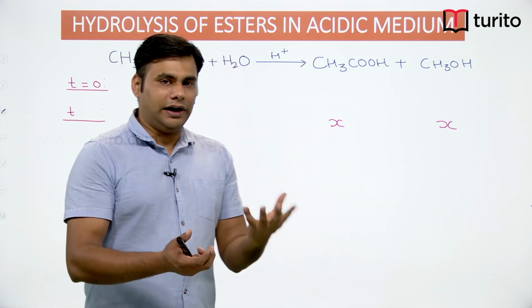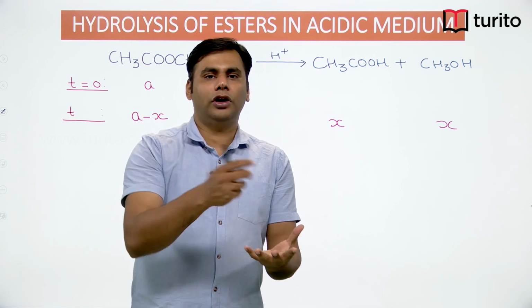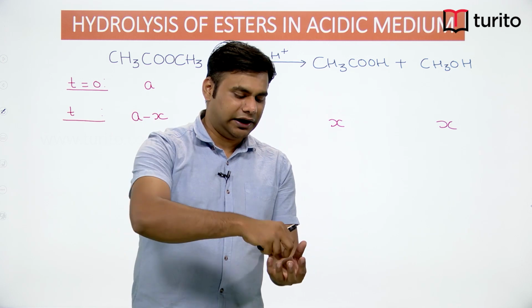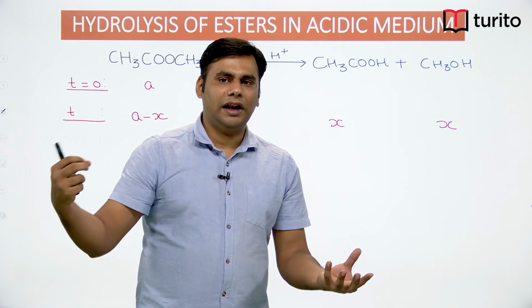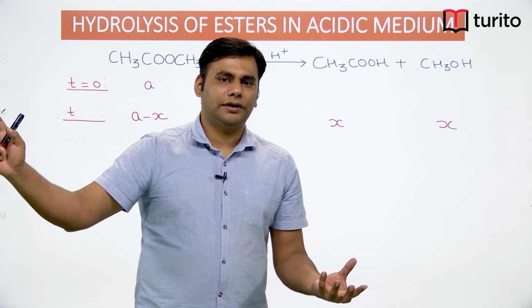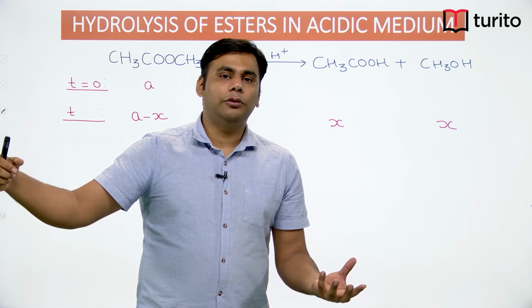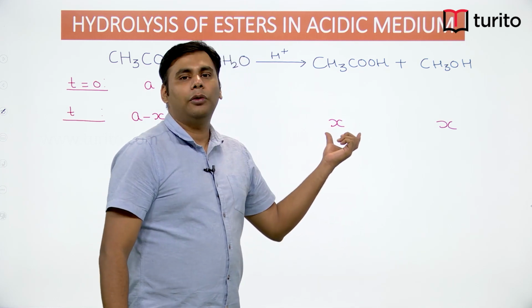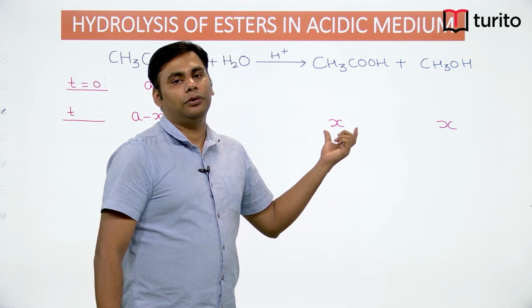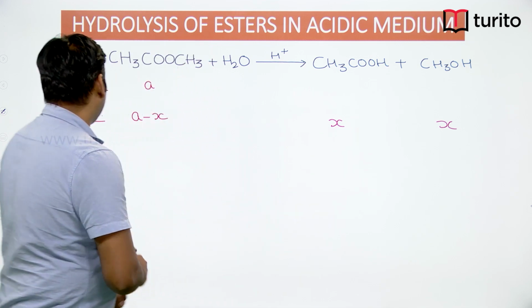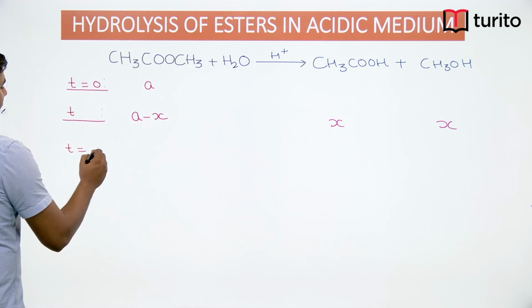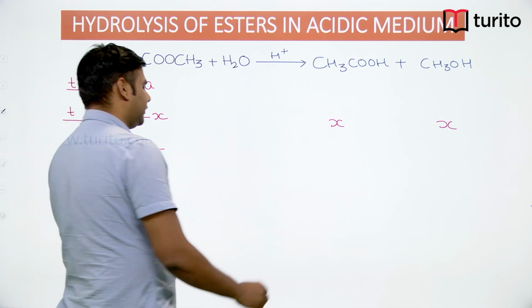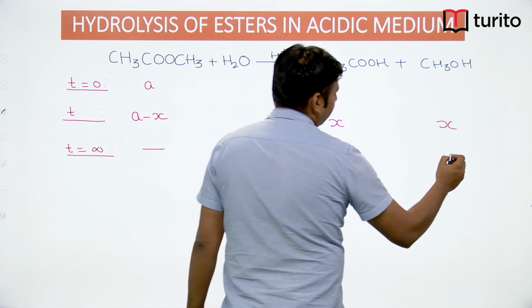because one of the products is an acid, and we know that an acid can be estimated by titrating it with a base. So we take a setup, mix the ester, water and H plus, and allow the reaction to happen. After every, say, 5 minutes, we take out some portion of the reaction mixture and titrate it with a base. On titrating with a base, we come to know the amount of acid present at that time, that is, the value of x. At time t equal to infinity, the ester would be consumed completely; it is a pseudo first order reaction and we will get A amount of the products.